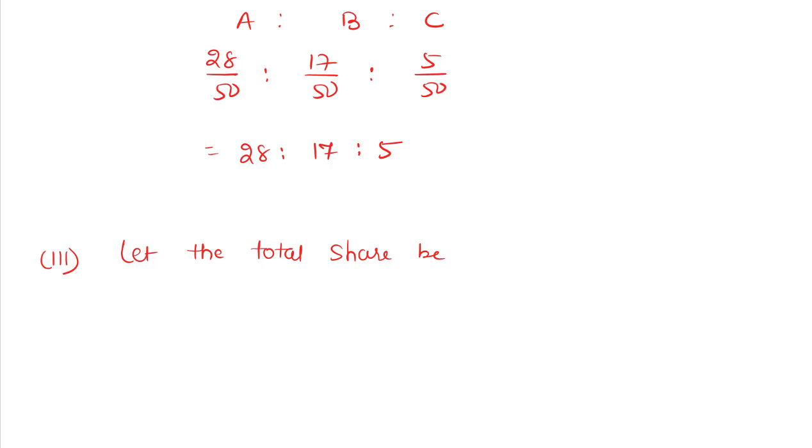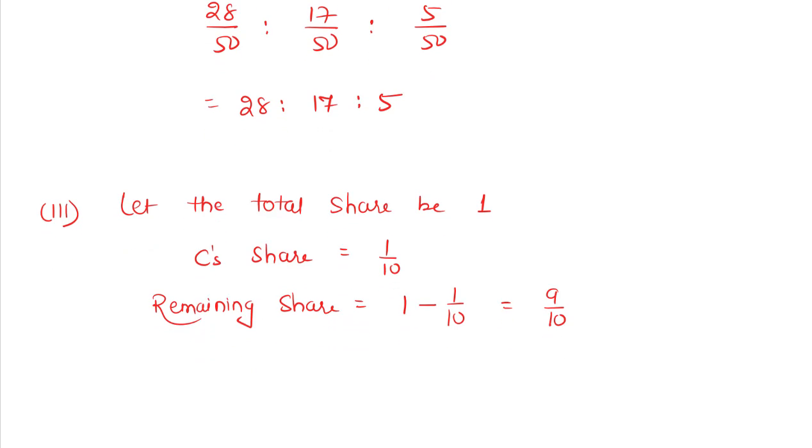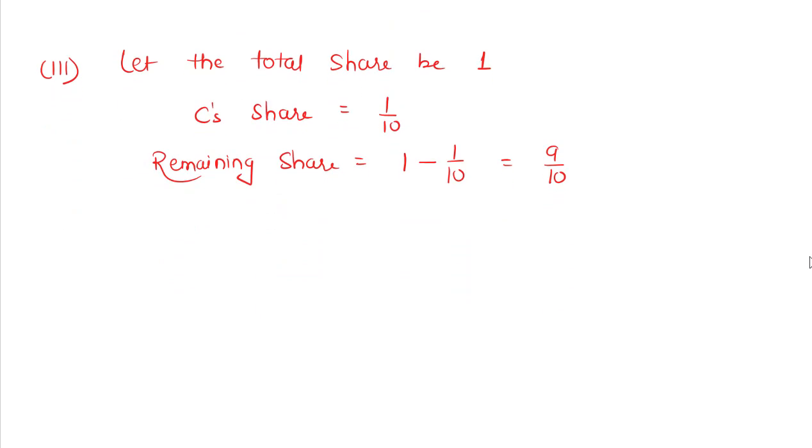Let the total share be 1. C's share equals 1 by 10. Remaining share equals 1 minus 1 by 10 equals 9 by 10. This 9 by 10 needs to be distributed between A and B in the old profit sharing ratio.